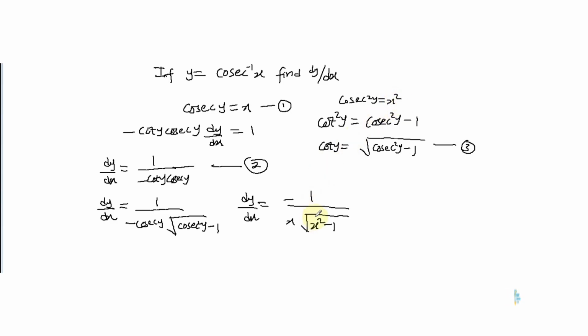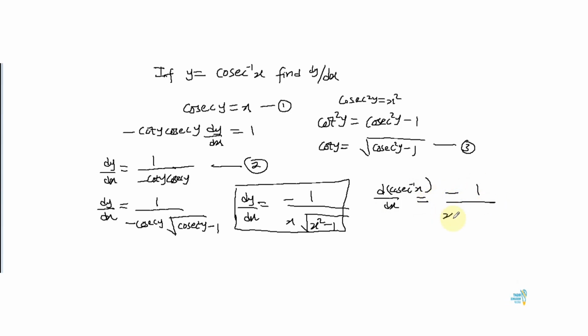Now this is what we have, and this happens to be our dy/dx of cosec inverse of x. That means d(cosec inverse of x)/dx is equal to minus 1 all over x times the square root of x squared minus 1. This is your answer.